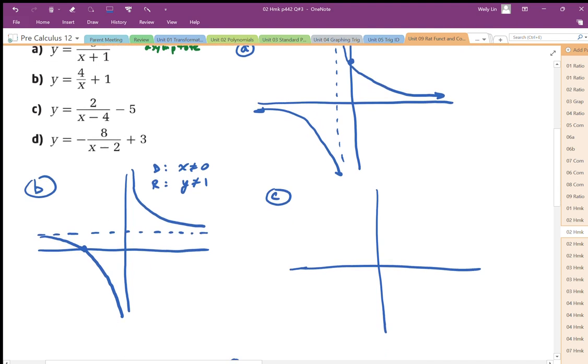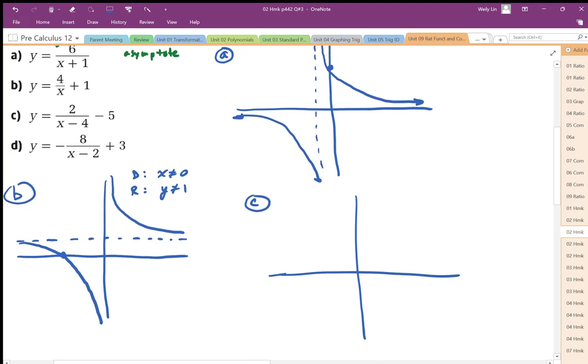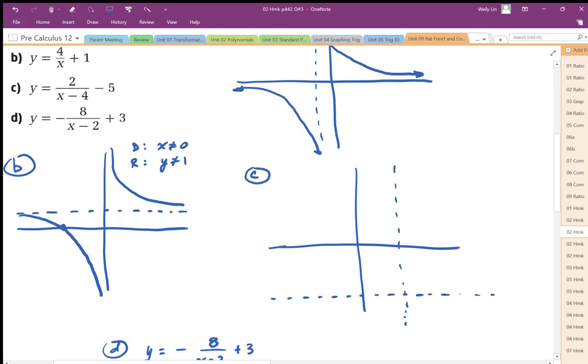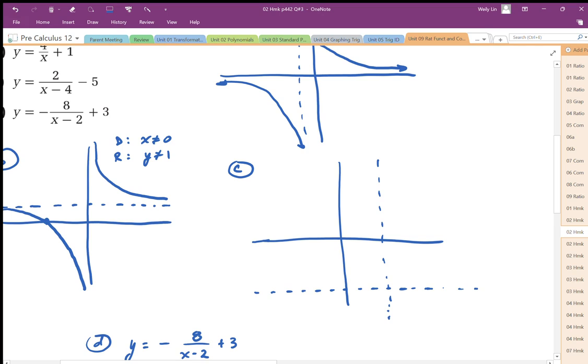For C, we can see that we have a vertical asymptote at +4. As x gets large, this term becomes our horizontal asymptote, or we can think of it as a vertical shift down of 5 of the original asymptote. We know it's going to be across this diagonal. We can plot some points. When x is 0, y is going to be equal to -7, so maybe down here.